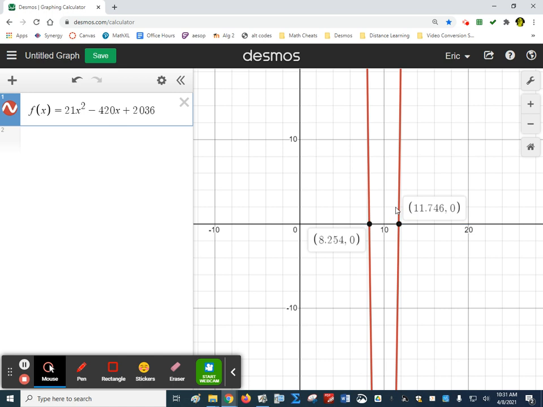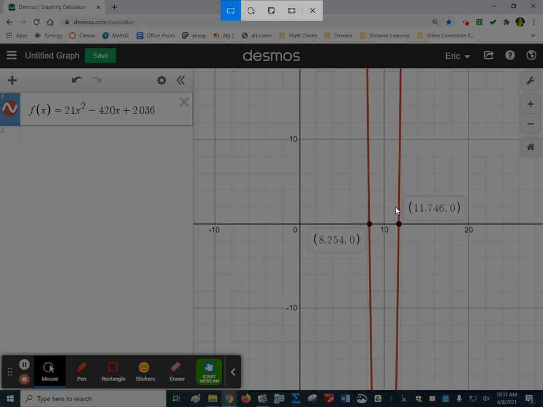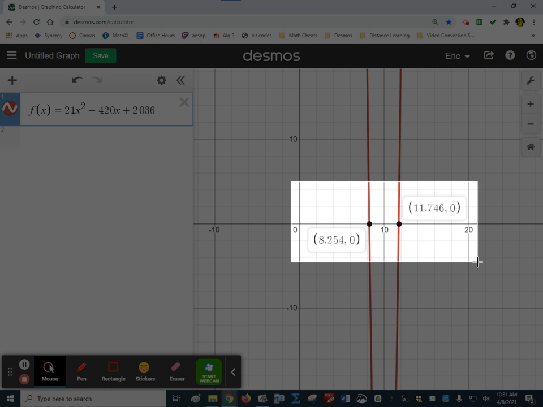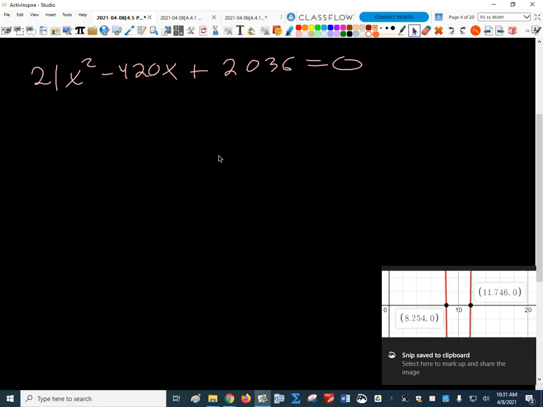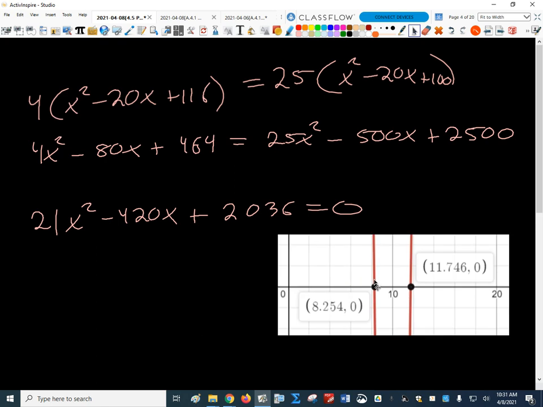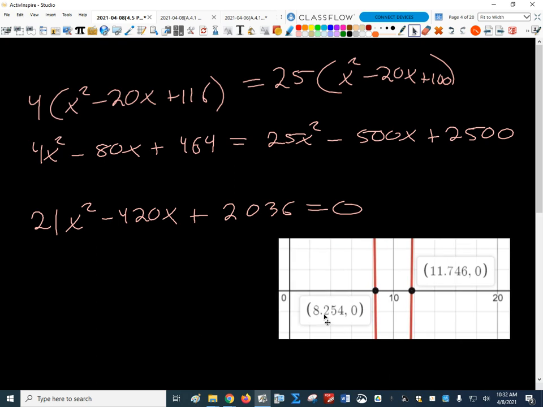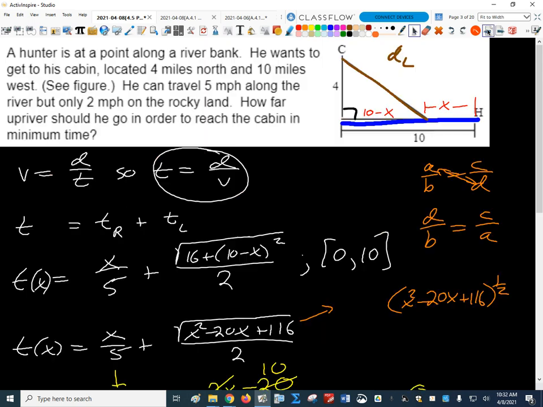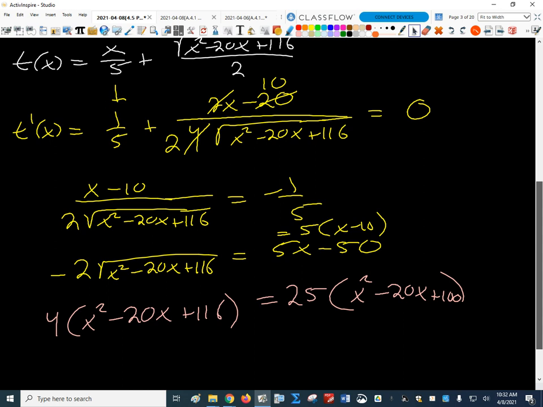If we have time, we're probably going to run out of time, but if we have time, we'll show that. But we do need to try the 8.254. We got to go back and make sure that that works in our equation that we had set up. Here's our equation right here, the easiest form of our equation. So if I plug in 8.254, is that going to give me a negative number on both sides?